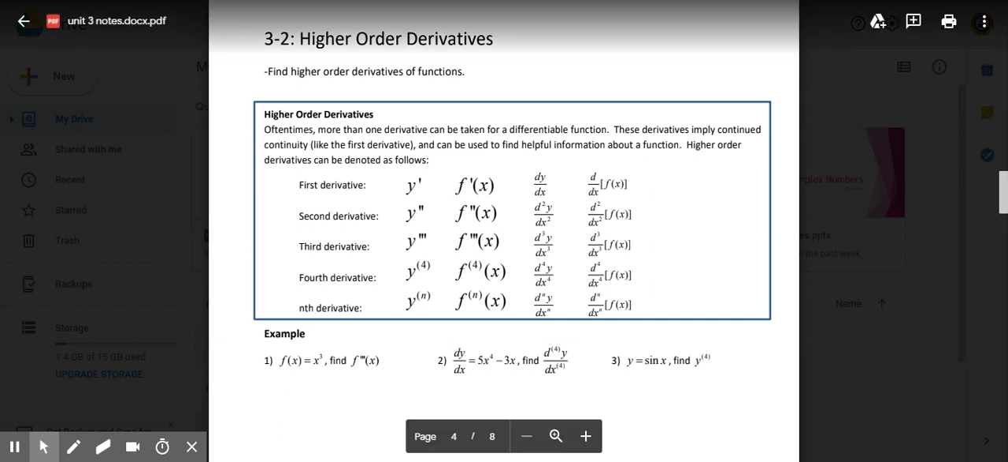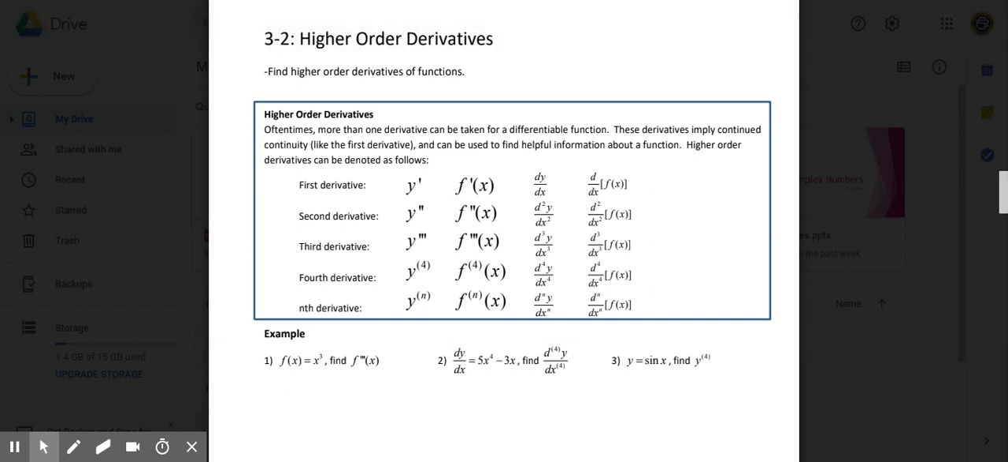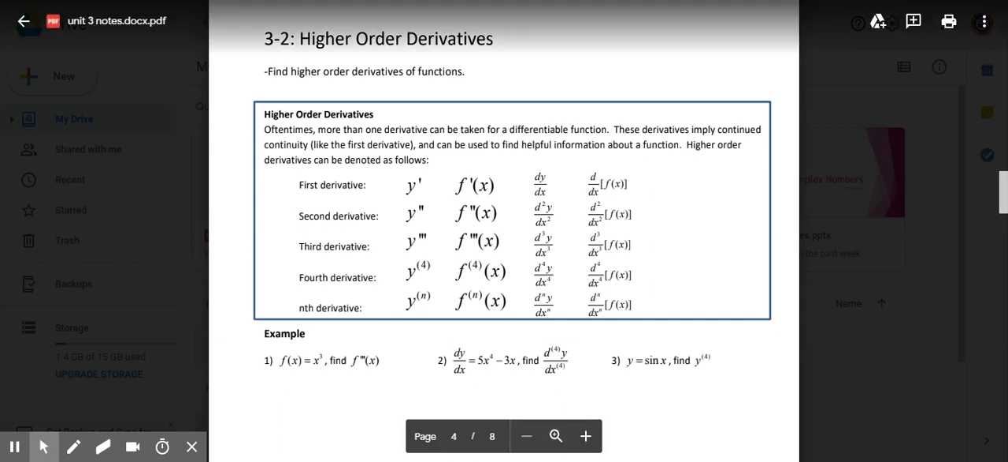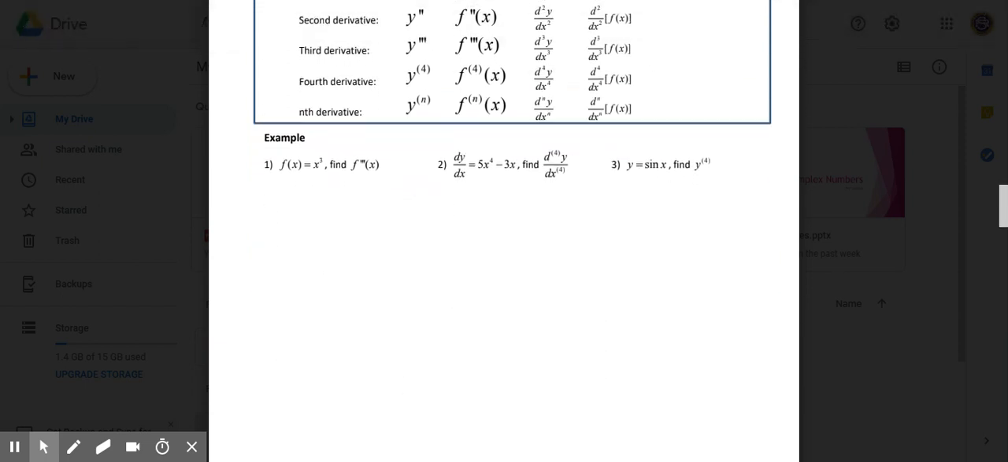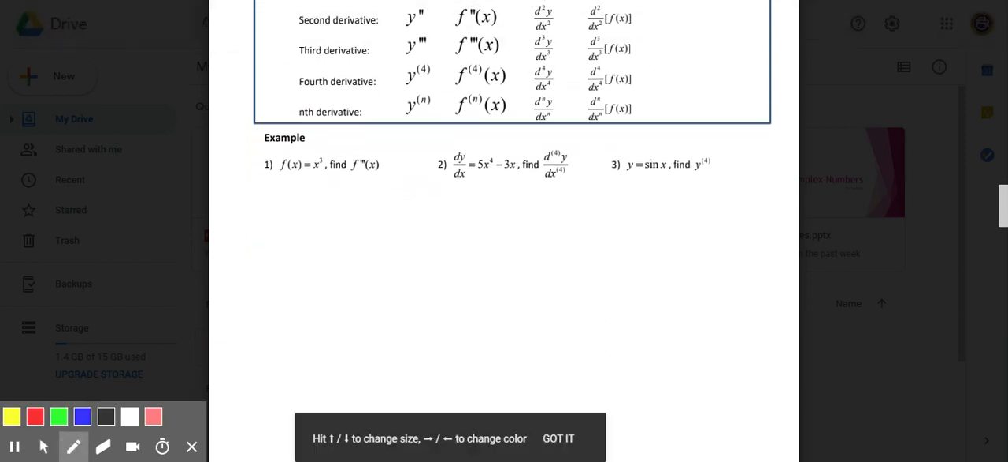Third derivative, same idea. You're taking the derivative of the second derivative, which means you're taking it 3 times. And then fourth derivative and so on. So this is all the different types of notation for that. So let's just do a couple examples.